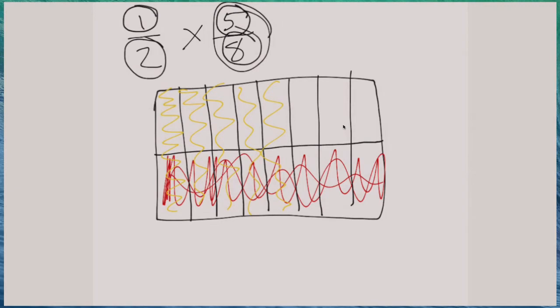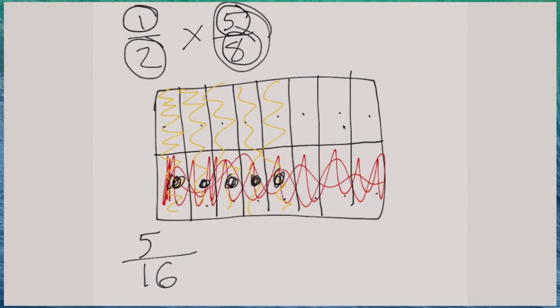Now all I've got to do is a little counting to figure out what the numerator and denominator of my answer are going to be. I'm going to count up all the ones that got shaded twice. So 1, 2, 3, 4, 5 of them got shaded twice. And now I'm going to count up how many squares I have altogether, shaded or not. 1, 2, 3, 4, 5, 6, 7, 8, 9, 10, 11, 12, 13, 14, 15, 16. I have 16.